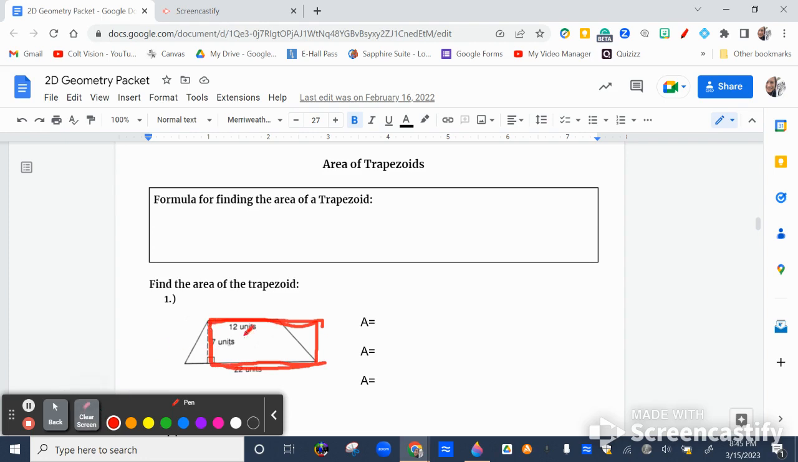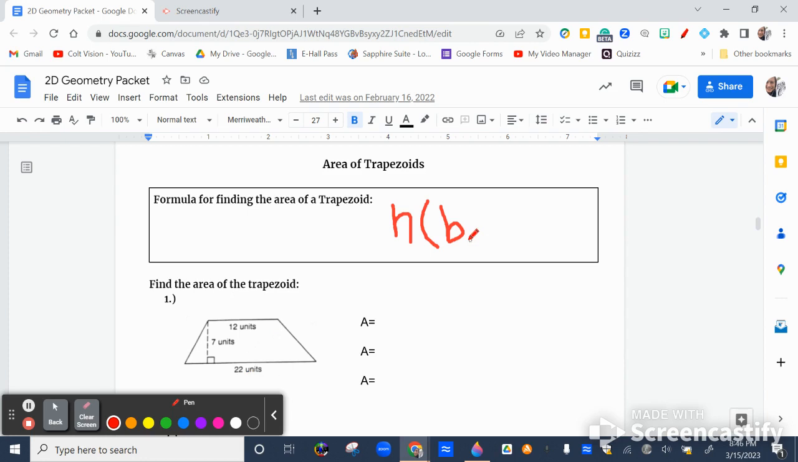But it's not a rectangle, it's a trapezoid. So if I'm going to multiply the height times the base, then I would have to decide which one of these bases I would use. Would I use the top one that's smaller or the bottom one that's bigger? We don't choose which one to do. Instead, we take the average of them. So we add the bases together and then divide by 2. And that's the base that we use, the average.